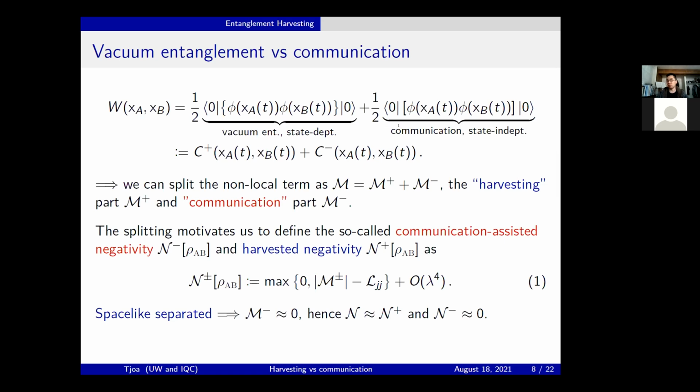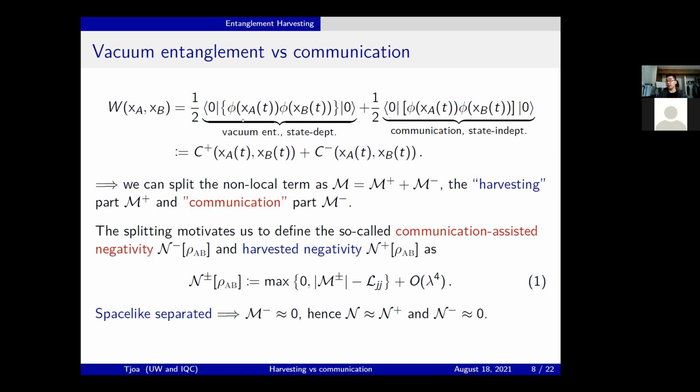So to some extent, this is somewhat the classical object. While on the other hand, this one is a state dependent part. And this is the one that really controls the vacuum entanglement part, because if you do space-like entanglement harvesting, this is really the only contribution. And because you can split the Huygens function like this, you can conveniently split by linearity the non-local term M as M plus and M minus, where M plus is the anti-commutator part, which we will call the harvesting part of M, and the commutator part we will call the communication part of M.